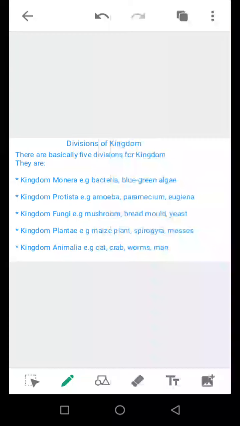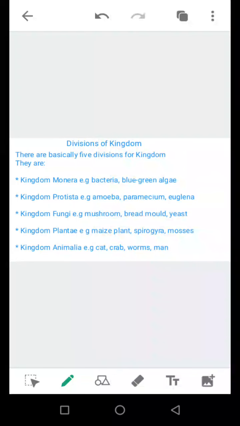We have the kingdom Plantae. Just as you would have guessed right, it contains plants generally. It might be unicellular plants or multicellular plants. Unicellular plants like Chlamydomonas and multicellular plants like the Spirogyra, the mosses, the maize plants, or different plants that we know, yam plants, the orange tree, and so on. They all belong to the kingdom Plantae.